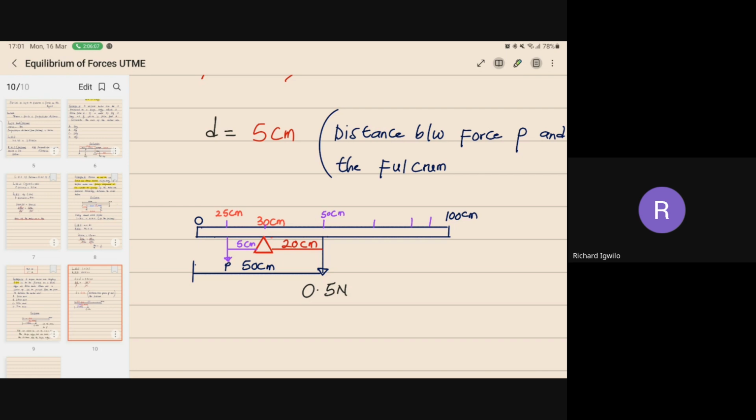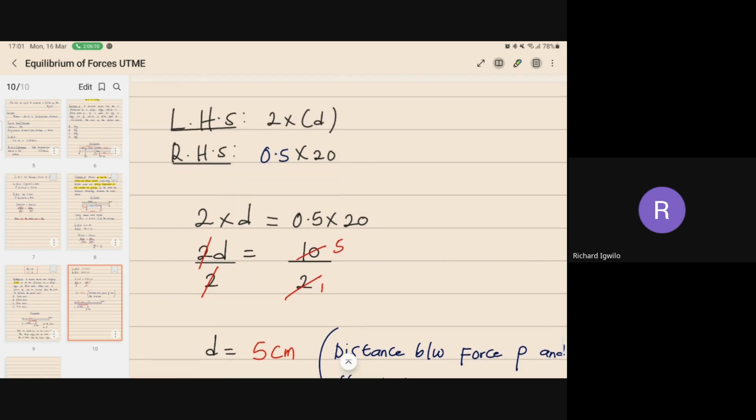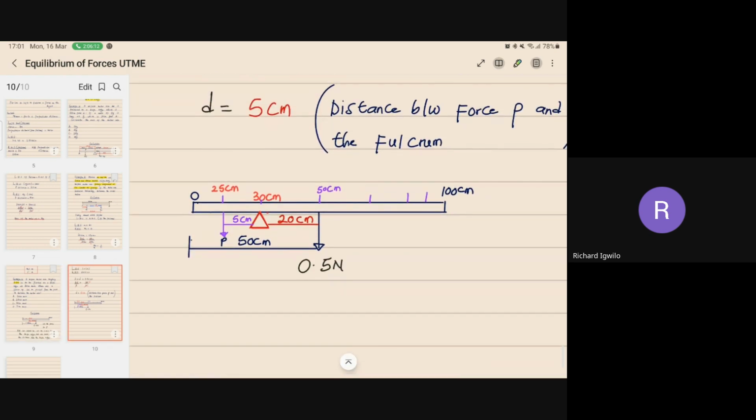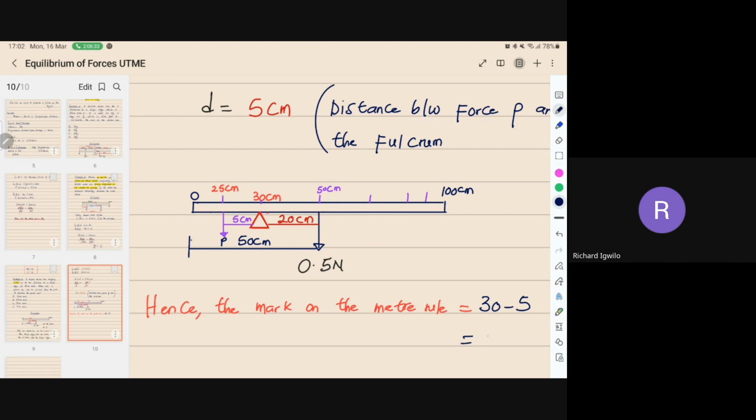So you have to get that distance first. The only way we can do that is to do left hand side and right hand side. So now this is distance from the fulcrum. Hence, the mark on the meter rule will be equal to what? 30 minus the distance, which is equal to 25 centimeter. Why is it 25 centimeter? Because the force is 5 centimeter away from the fulcrum. Is that okay? Everybody. Any question?